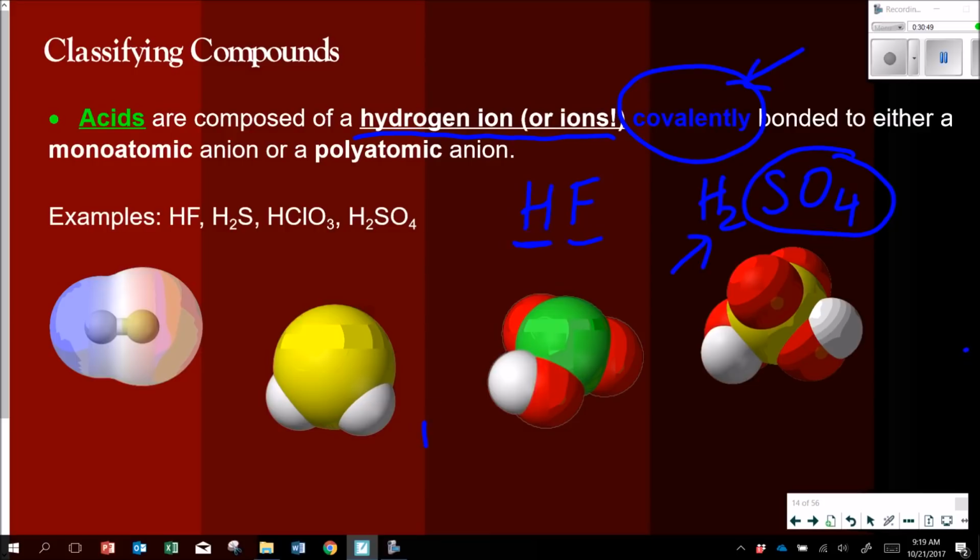Now, water, H2O, has hydrogen in it. It is not an acid. Water is just classified as a covalent compound.